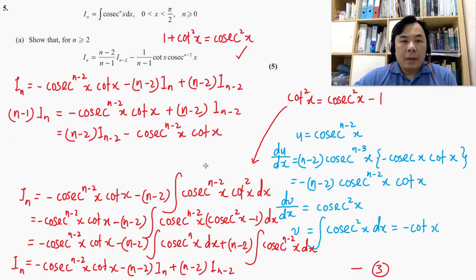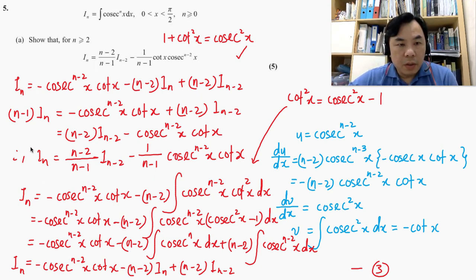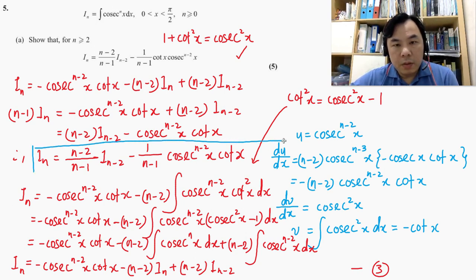Okay, and then finally, we can conclude that I_n can be given by this one here. And then there you have it. That is our final result here. So I'm going to highlight this. This is our final result.